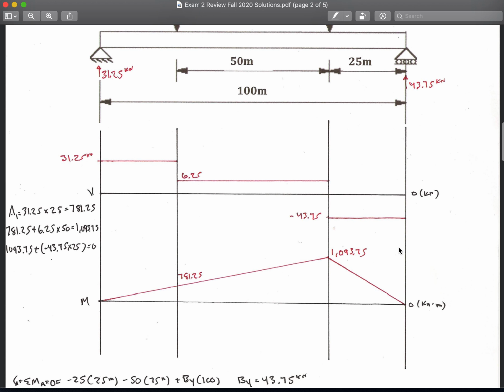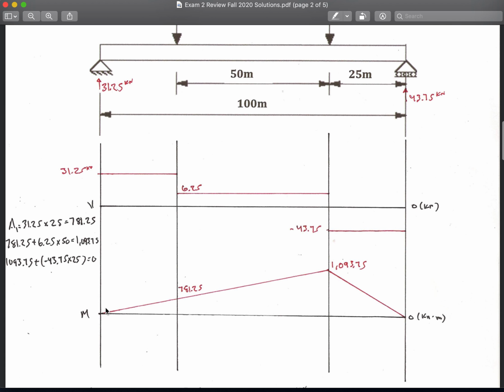Then I move on to my moment. First I need to know the rules of what type of line connects. If there is a square shear on the positive side, it is an upward slope line. So square shear, upward slope line, square shear, upward slope line. Negative shear that is square gives a downward slope line. So that's the type of lines. Well, what are their magnitudes? The magnitude for here is simply the area of this square. So it's 31.25 kilonewtons times the distance it acts over, which is 2.5. So 31.25 times 2.5 is 781.25 kilonewton meters, which is this point.